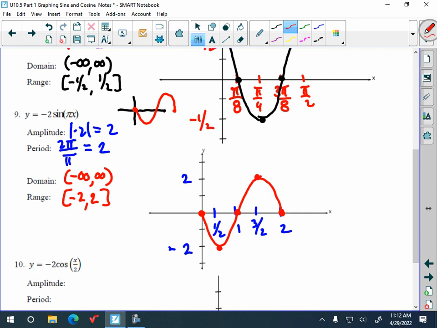So go ahead and do number 10. Be able to do that one?